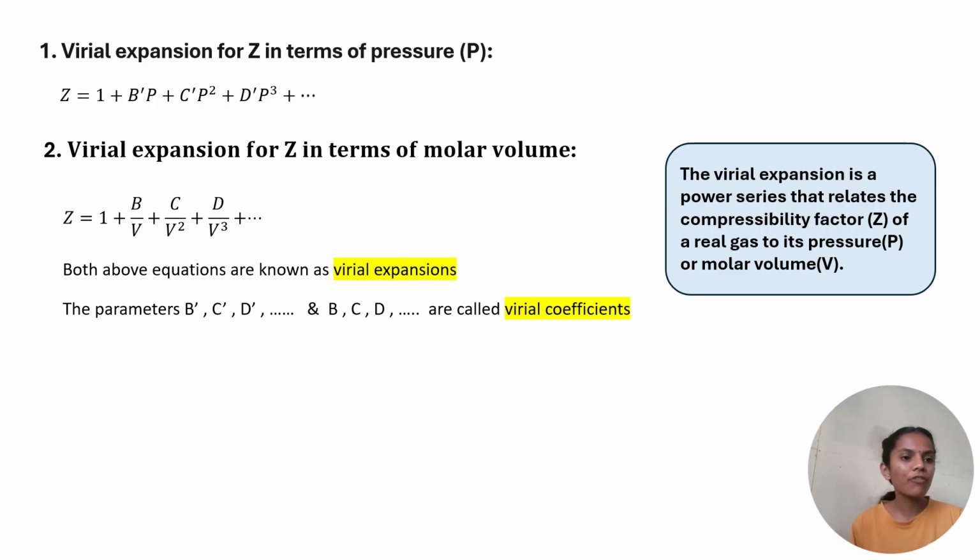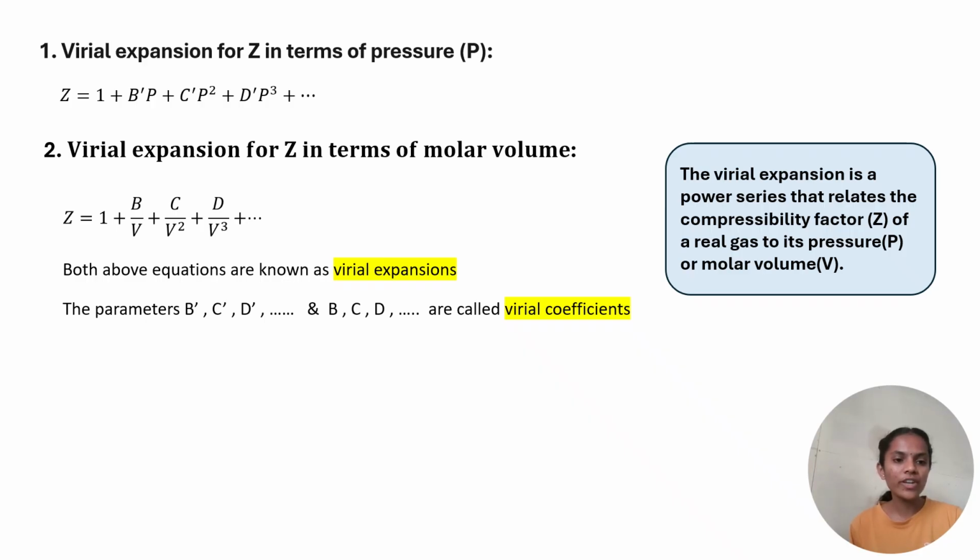The next one is virial expansion for Z in terms of molar volume. Z is equal to 1 plus B divided by V plus C divided by V squared plus D divided by V cubed and so on. From this we can say that Z is directly proportional to 1 divided by powers of molar volume. If the volume increases, the compressibility factor will decrease.